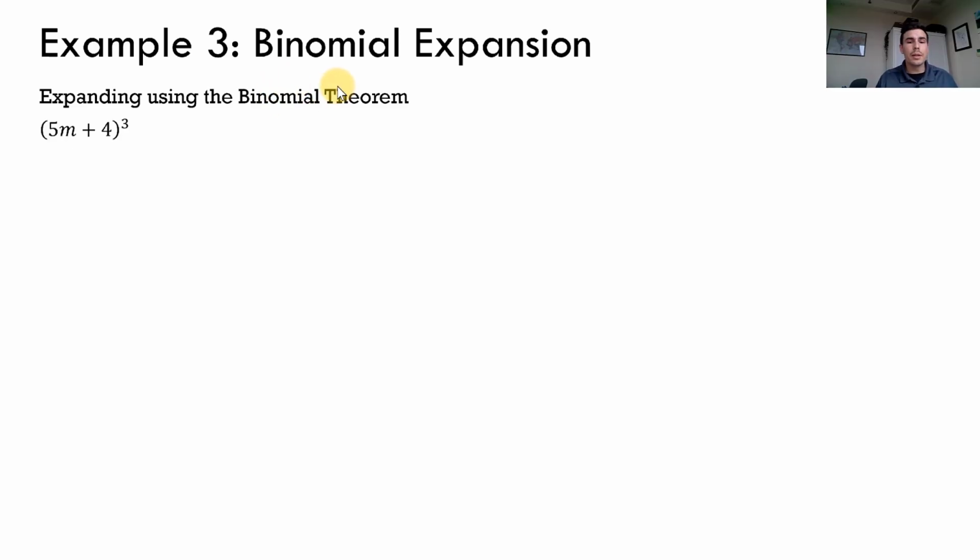Okay, next example, we're going to expand this whole thing using the binomial theorem. So we're doing a full binomial expansion on this one, and I'm just going to raise 5m plus 4 all raised to the third power. So for each of these, remember, n choose r, 5m is going to be my a term, that's my first term, raised to the n minus r power, and then my b term, my second term, is just 4. Okay, so we're raising that to the r power each time.